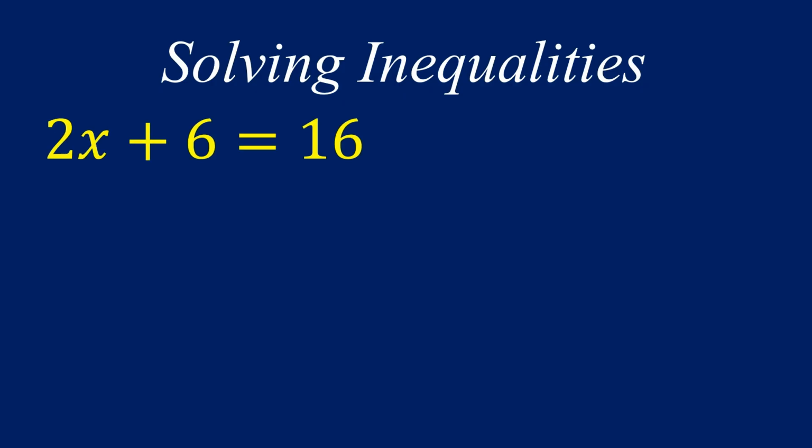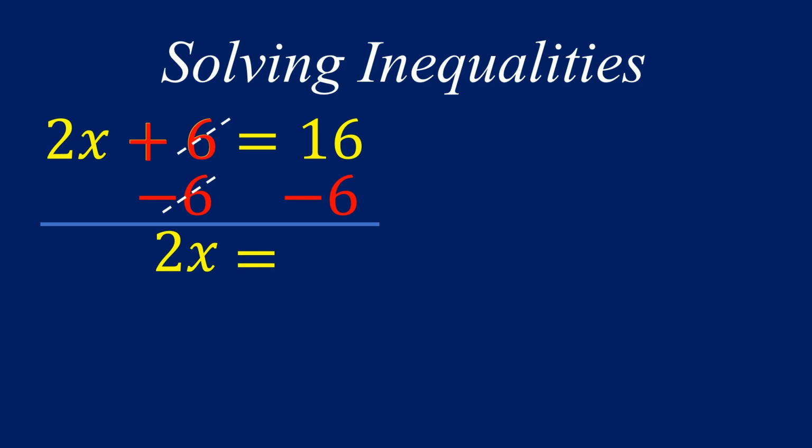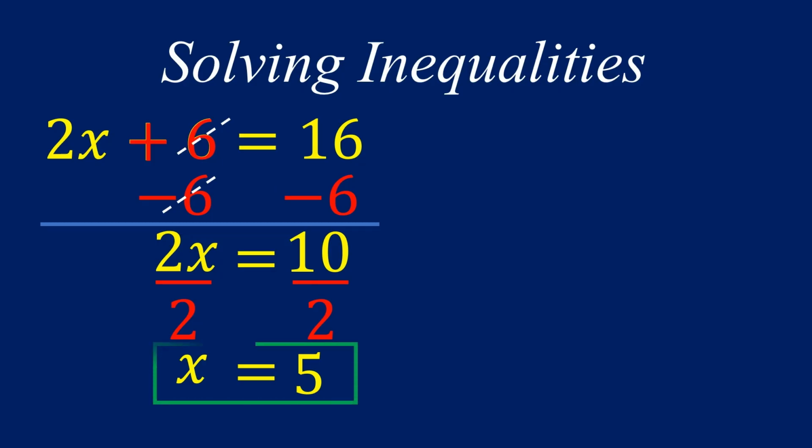First, notice the plus 6. To deal with this, we subtract 6 from both sides. On the left-hand side, the 6's cancel out, leaving us with 2x. On the right-hand side, 16 minus 6 is 10. Next, because the x is multiplied by 2, we divide both sides by 2. 2x divided by 2 is x, and 10 divided by 2 is 5. So the solution to the equation is x equals 5.